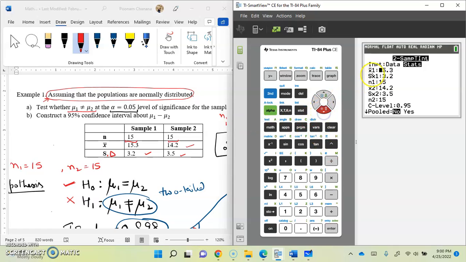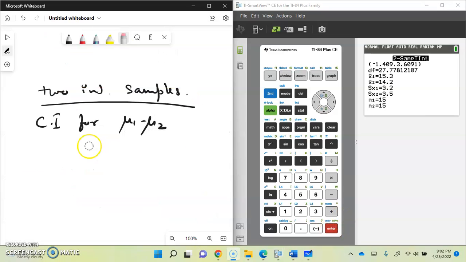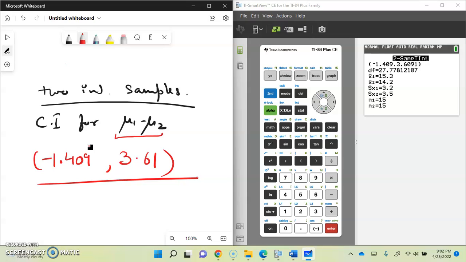Okay, press enter. X1 bar, the sample mean of the first sample, is 15.3. That's correct. Standard deviation is 3.2, N1 is 15. All this information we just entered for the last question. Confidence level is 0.95 and the data is not pooled, right? So leave that as is. Calculate. So finally, the confidence interval for mu1 minus mu2 is negative 1.409 to 3.61. Okay, that's what they were asking in this question.